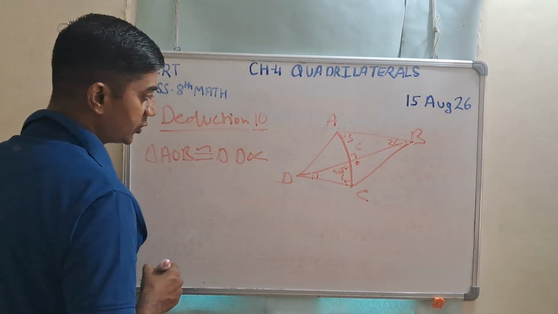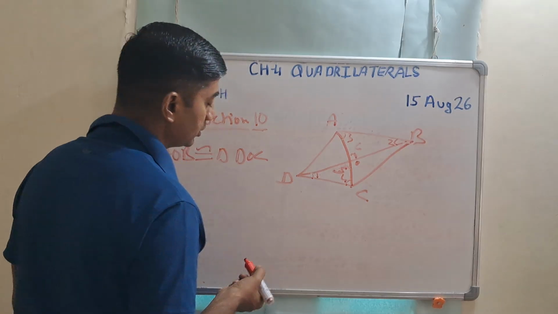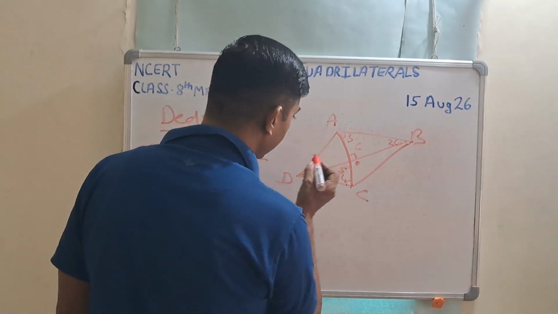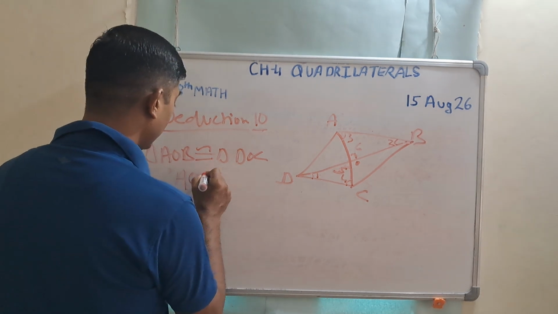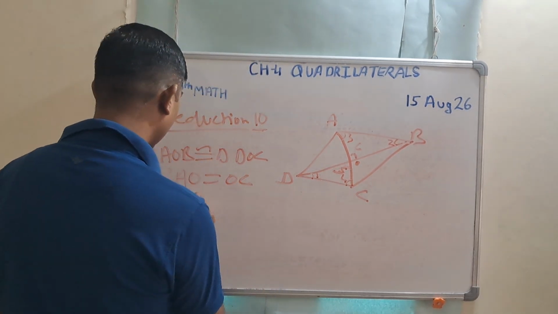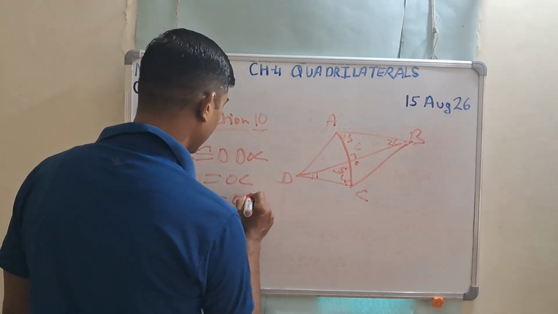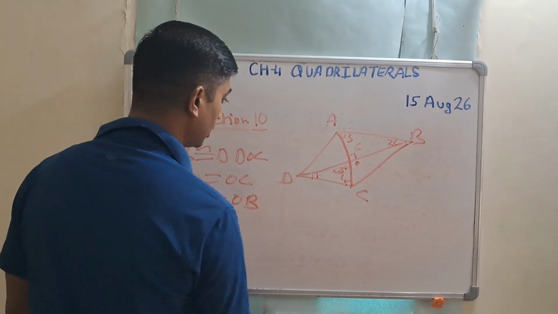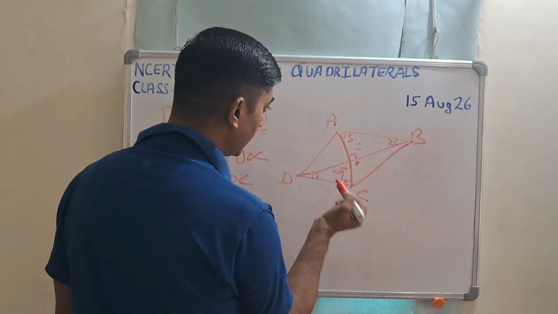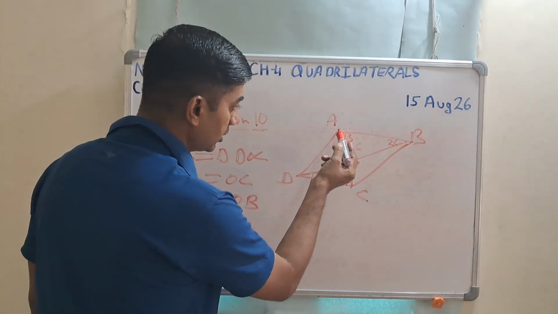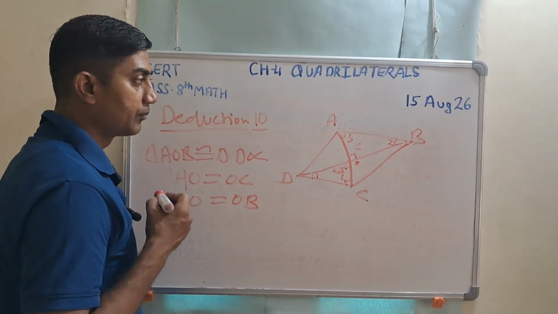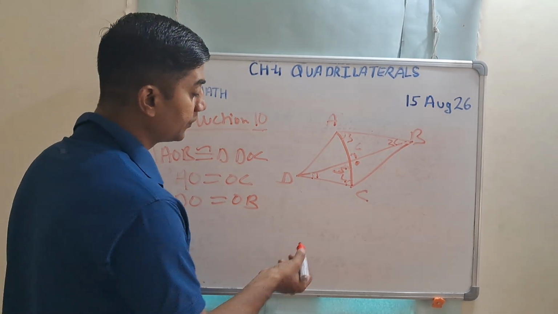Now by the corresponding parts of the congruent triangles, we can say that AO is equal to OC and DO is equal to OB. It means that O is the midpoint of BD and AC, means diagonals are bisecting each other. Diagonals are bisecting each other. This is the nature of O.